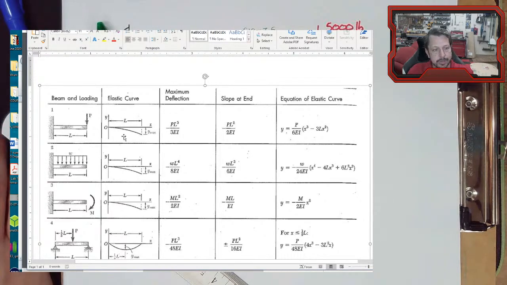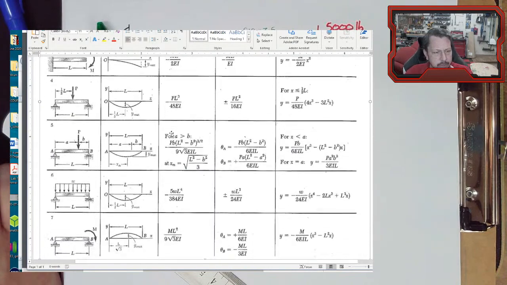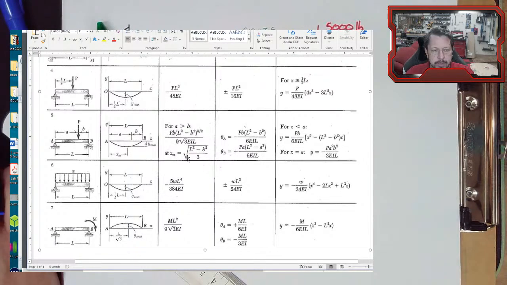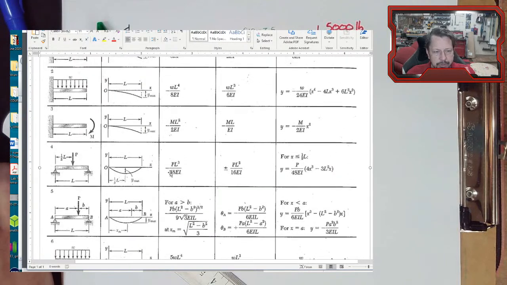This column just shows us a prediction of what the bent deflected shape is going to look like. It shows us where y max is, y being the amount of deflection. It gives us an equation for that maximum deflection. Some of these tell us where it's at. So like this one, the maximum deflection is not at the end or the middle, so it tells us exactly where that is. Same thing on this one, although it doesn't tell you in the equation, it tells you over here on the diagram. So I'm not sure why they did it that way.